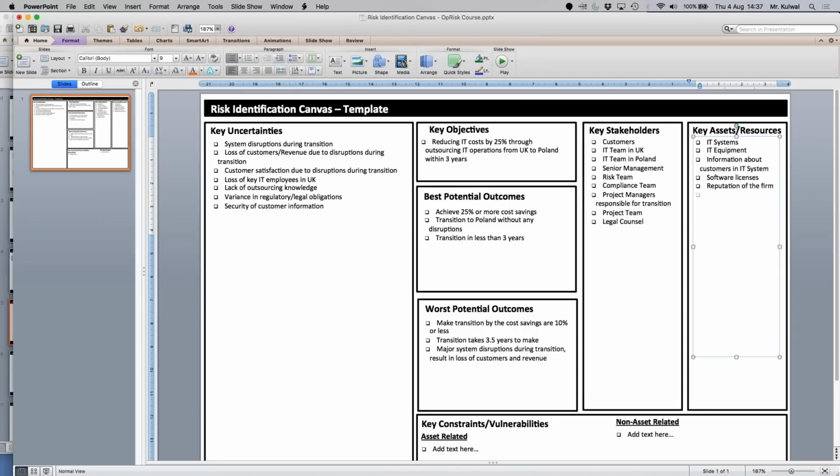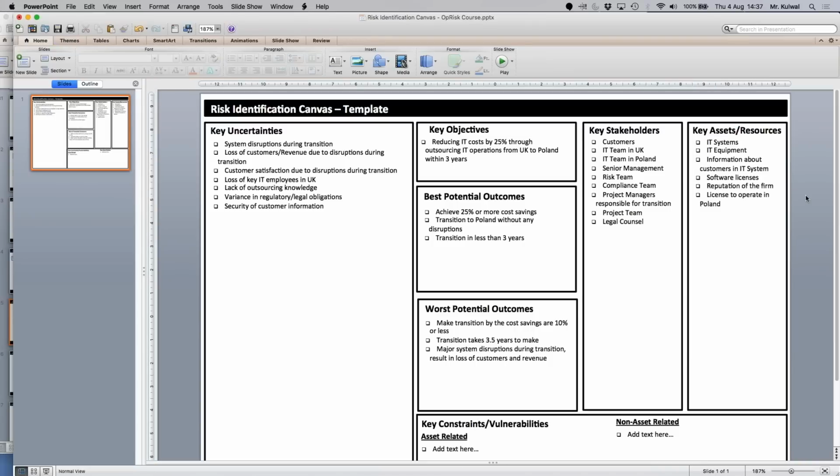Registration for company to do business in Poland. So registration, that's more a process rather than an asset, Marina. But okay, we may have to get a license. Yeah, so license to operate. So maybe that's what you were hinting at. License to operate in Poland, and that's an asset, because without that we will not be able to operate in Poland.